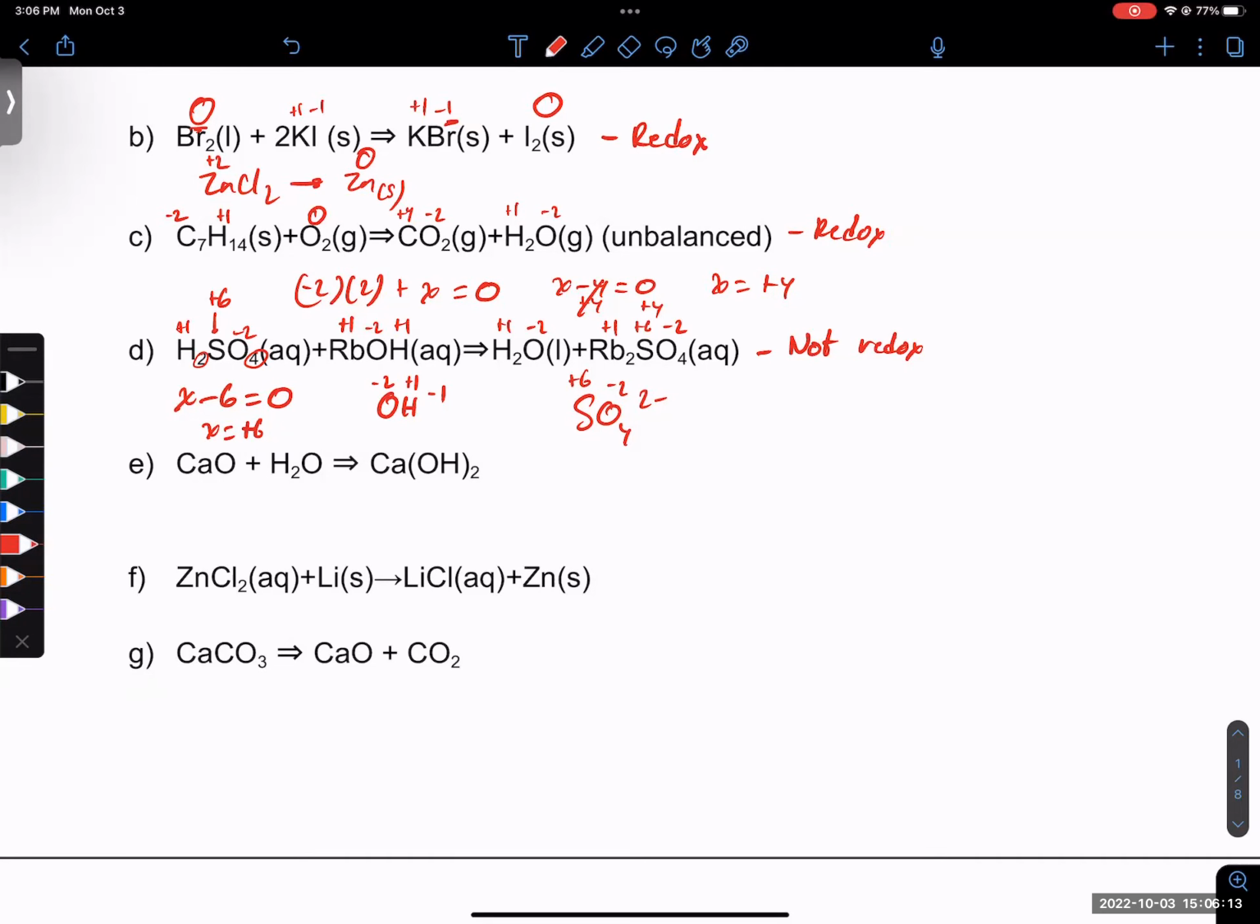Now, there are some different types of acid-base reactions you get into in later classes that could be redox reactions. But when you have an acid like sulfuric acid and a strong base like rubidium hydroxide, you have the proton coming from the sulfuric acid to the hydroxide of the base. That's just the transfer of protons. Those acid-base reactions are not redox reactions ever. It's just something to keep in mind. Okay, so that is not redox. All right, what about E? What type of reaction is this?